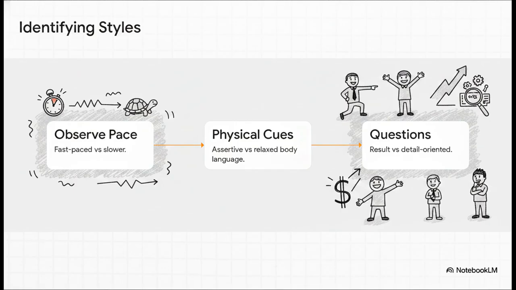First, just observe their pace. Fast-paced, direct talkers are usually dominance or influence. Actually, if it's a D, they've probably already tried to speed up your presentation. A slower, more deliberate pace points to steadiness or conscientiousness.